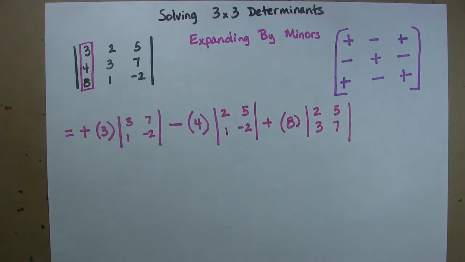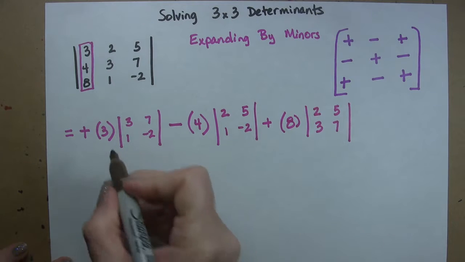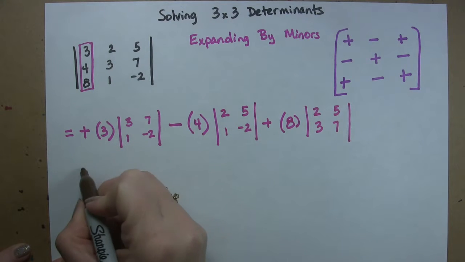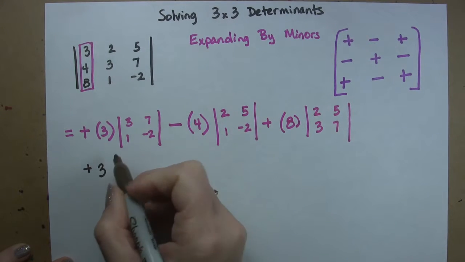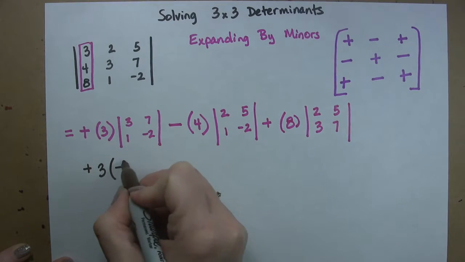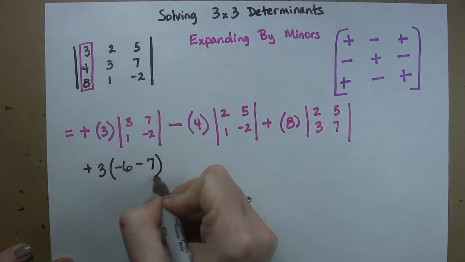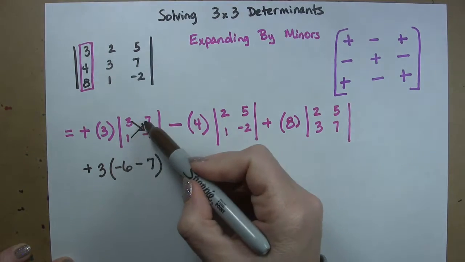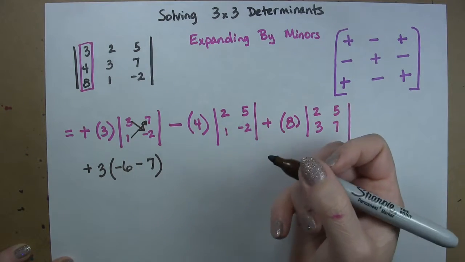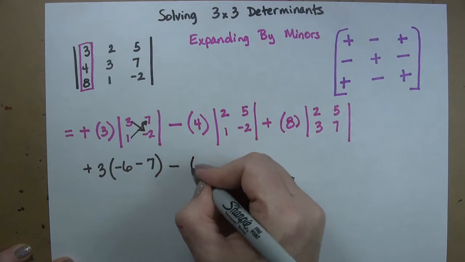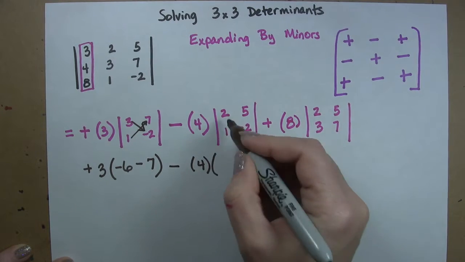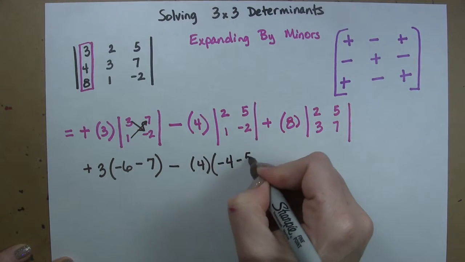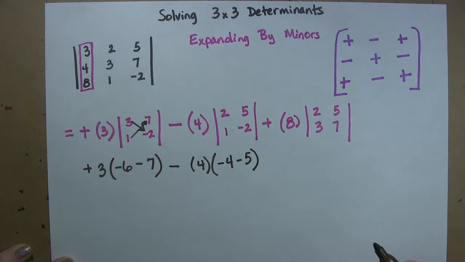All right. So now that we've done that, we can start solving this. So we can say plus 3 times negative 6 minus 7, right? 3 times negative 2 is negative 6. 1 times 7 is 7, so I'll minus 7. Minus 4 times negative 4 minus 5, right?